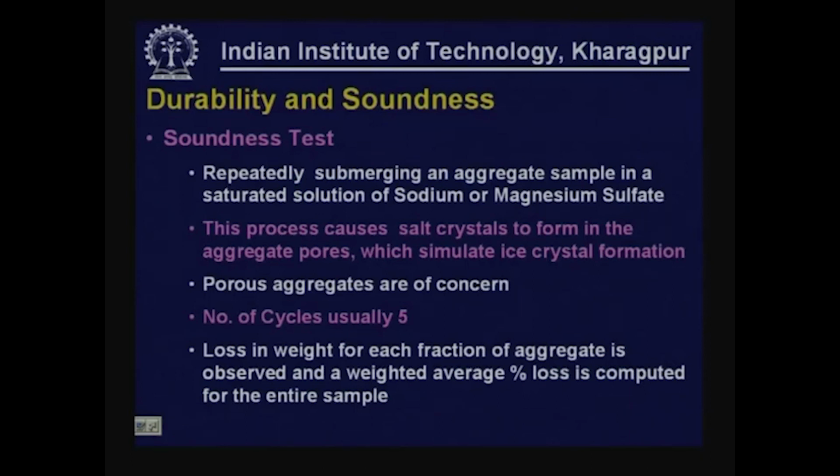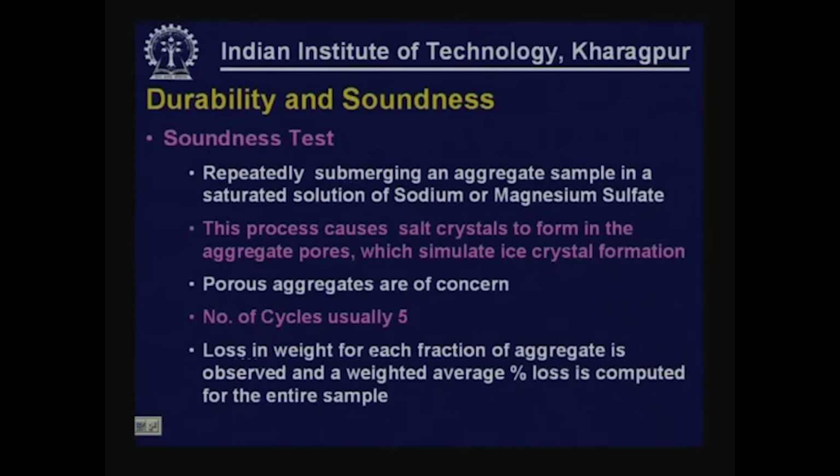The commonly used soundness test involves repeatedly submerging the aggregate sample in a saturated solution of sodium or magnesium sulphate. This process causes salt crystals to form in the aggregate pores. This is to simulate the formation of crystals in aggregates when freezing occurs and subsequently their thawing.